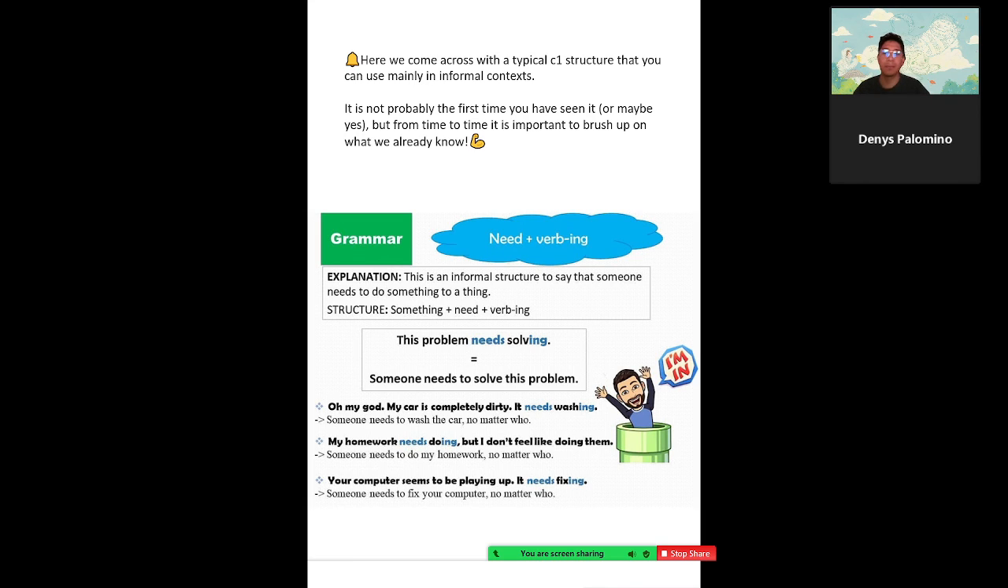Oh my god, my car is completely dirty. It needs washing. So it needs, or someone needs to wash the car. You got it? Not me. Somebody else. No matter who. Next one, please read. My homework needs doing, but I don't feel like doing them. Yes, doing them. My homework needs doing.